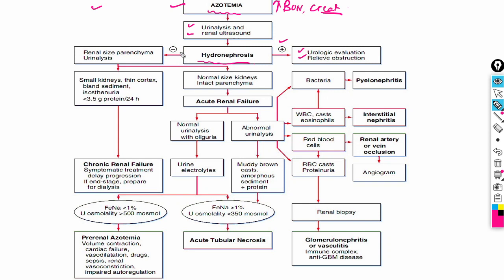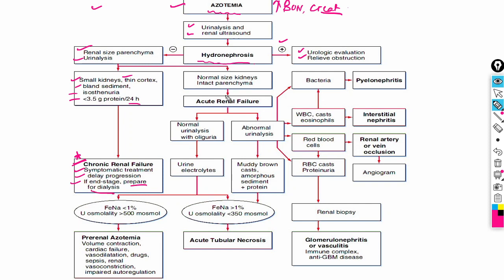If the hydronephrosis is not seen, we will see whether there is any comment on renal size, parenchyma, echo texture, and also see the urine analysis. If on USG there are small kidneys with thin cortex, bland sediment, and the urine analysis has isosthenuria and less than 3.5 gram protein per 24 hours, then it is the diagnosis of chronic renal failure, and we will suggest symptomatic treatment and we will try to delay the progression. If it is end stage, then prepare the patient for dialysis.